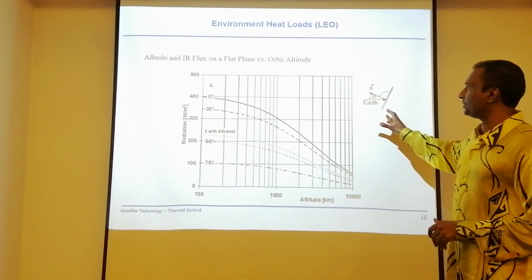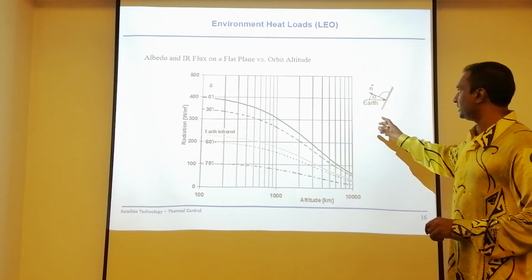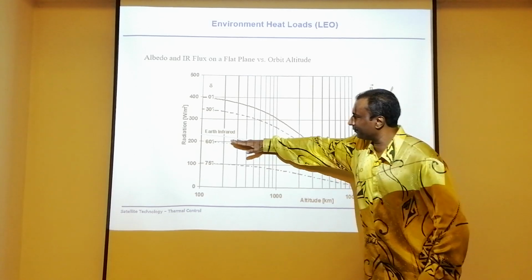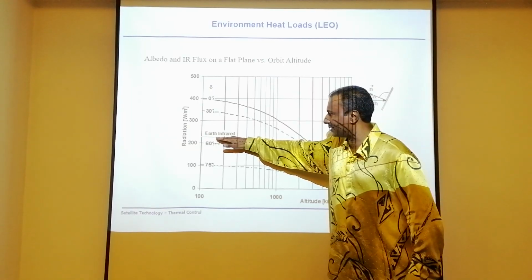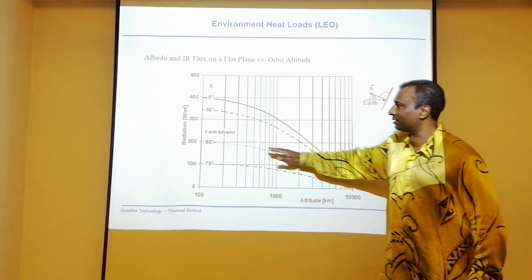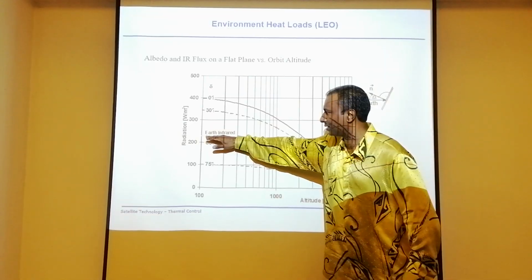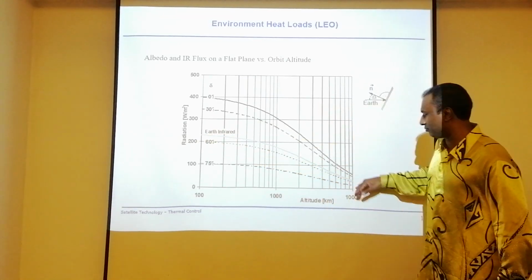Alright, so this is albedo versus infrared flux. As you can see, this is the actual maximum infrared flux that you can have. Okay, around about 200 watts, with respect to the altitude.